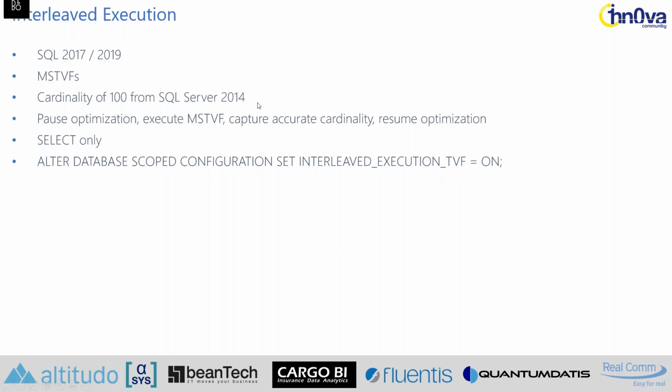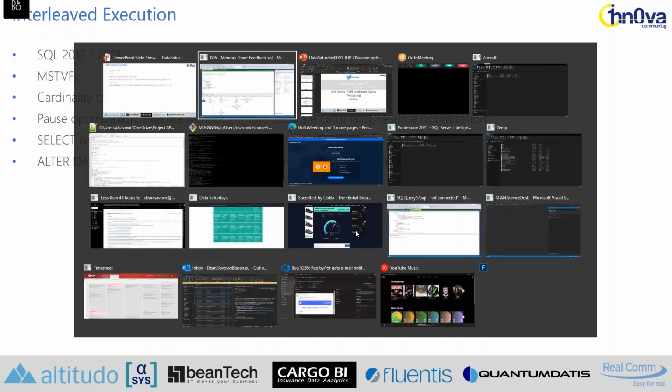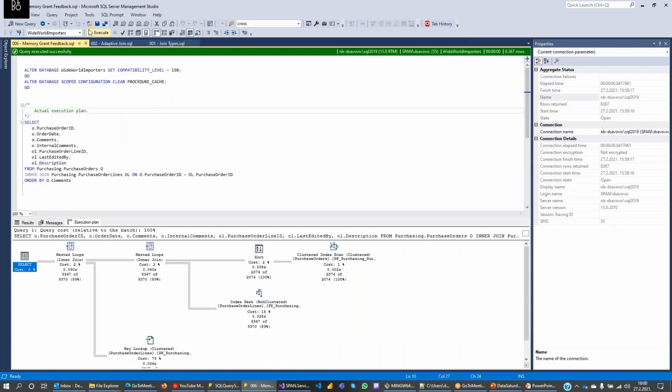And you know that for a multi-statement table valued function, cardinality was fixed to 100 from SQL Server 2014. And prior to that, it was fixed to number 1. So let's see this in a demo.